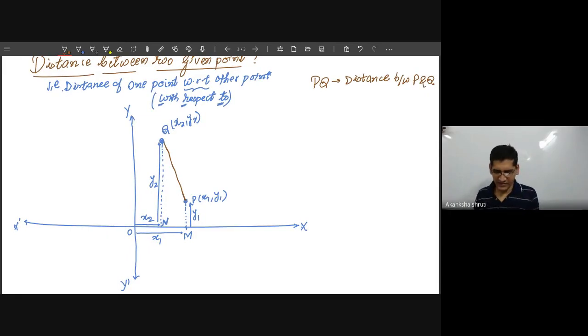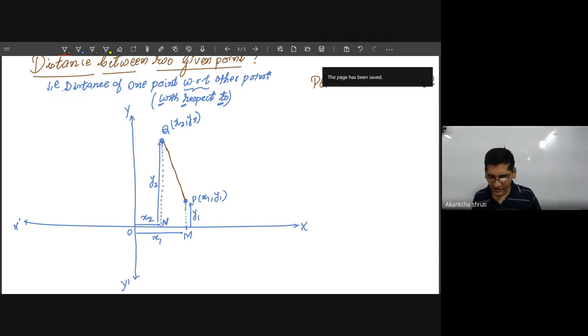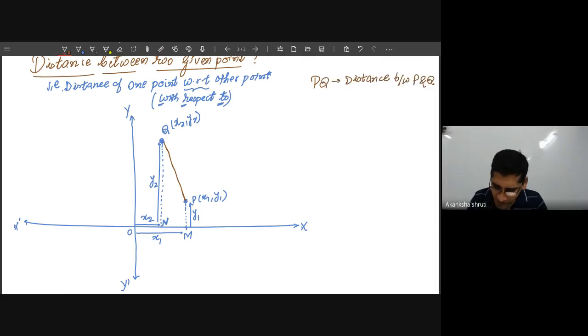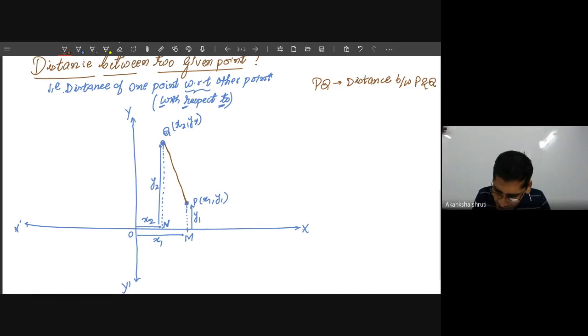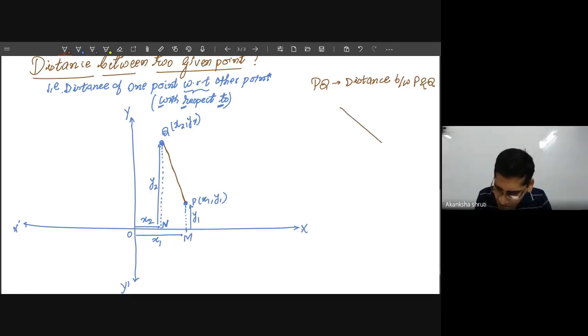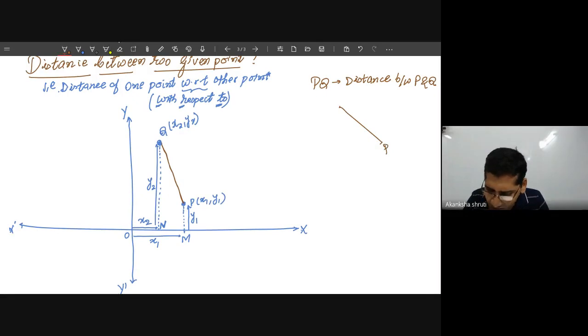Okay, it is like this one. So student, the concept is very simple. Say I want to know this PQ. We are interested to get only this much length. Say this is our P, this is our Q.